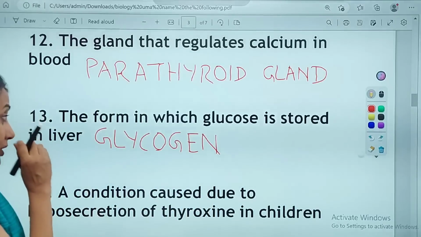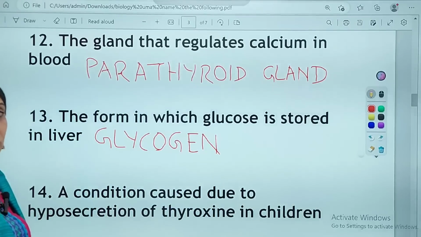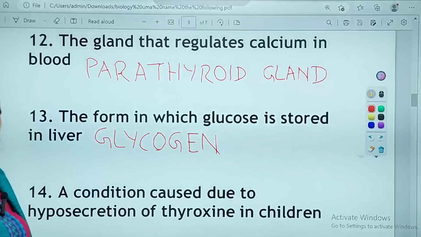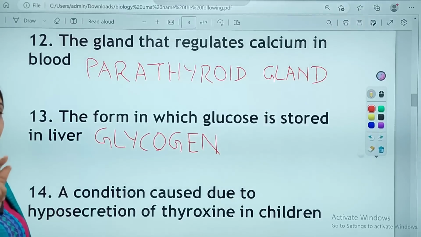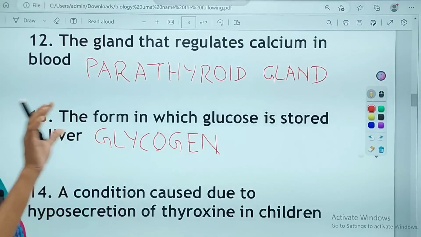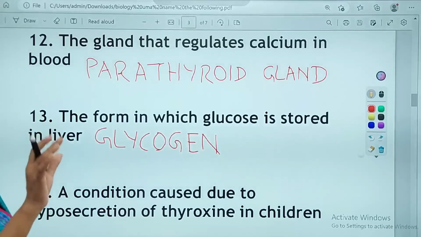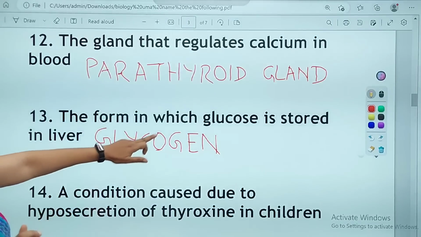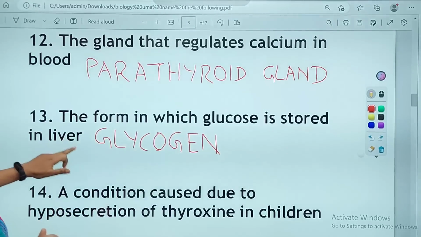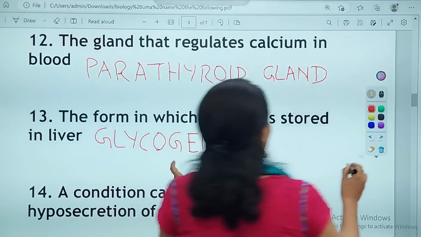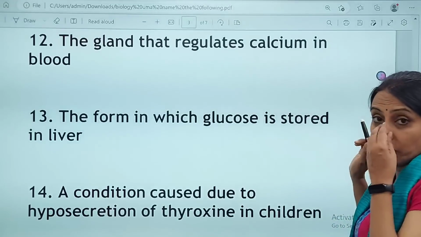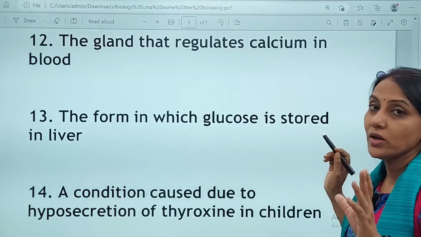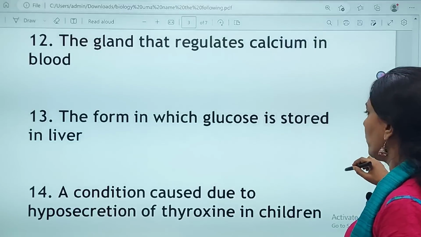turns into glycogen. The hormone that we spoke about that is produced by the pancreas in the islets of Langerhans is called glucagon. Insulin and glucagon are the hormones, and glycogen is the form in which the glucose is stored in liver. So mind you, this is glycogen, okay? And the hormone which is produced in the pancreas is called glucagon. We already went through that.